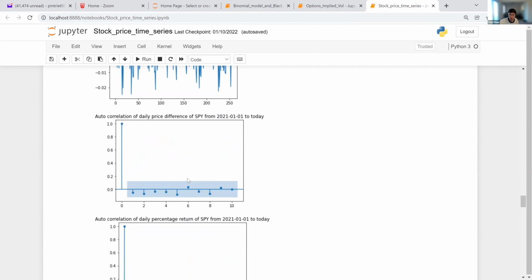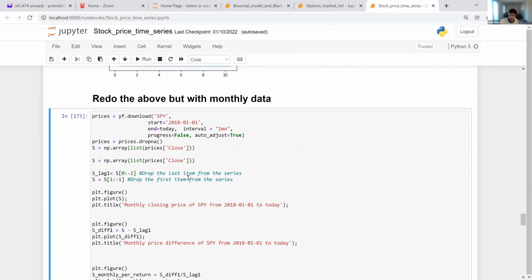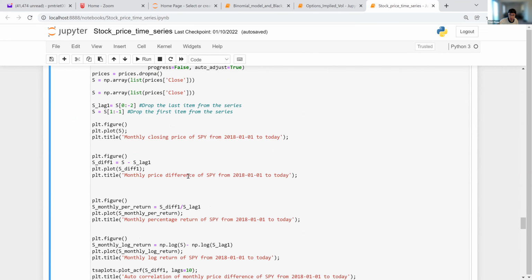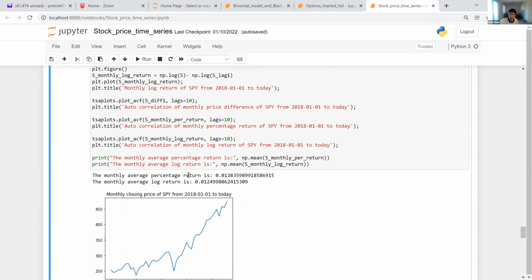First of all, the mu is the average of what? Mu is not the average of price difference. Mu is the average of returns. Here it is literally 1%. So look at, I took the average of return. And notice how the log return is slightly below the percentage return, which is interesting.